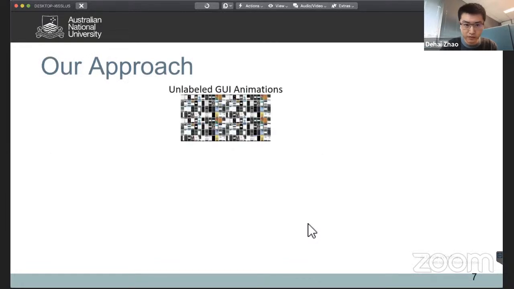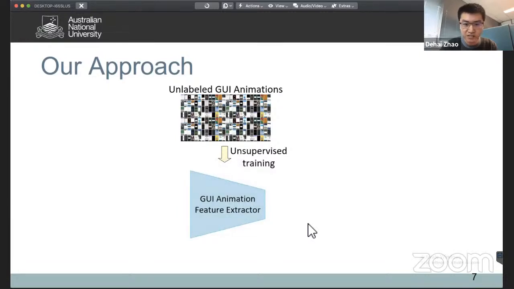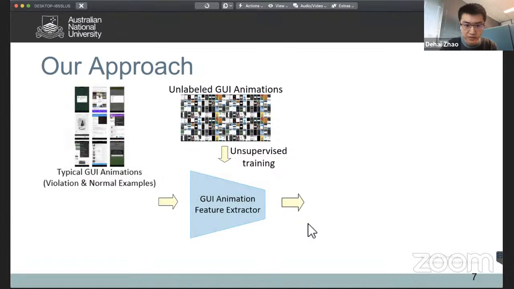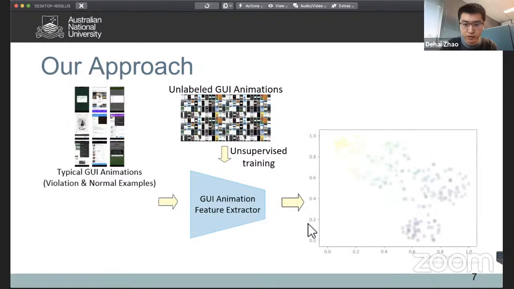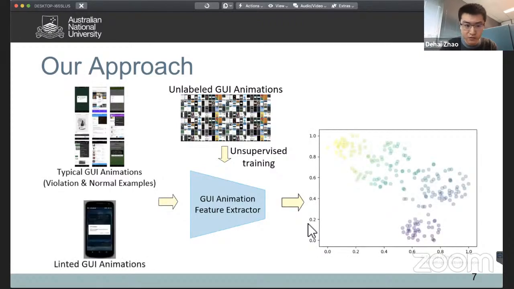So in this work, we propose an unsupervised deep learning method to solve the GUI linting problem. We first use unlabeled GUI animations to train the vision-based GUI animation feature extractor to extract the spatial-temporal features from the GUI animations. After training, we use the trained feature extractor to map a few typical violating GUI animations to a dense vector space. When a GUI animation to be linted is input, it is also mapped in this feature space, and finally we use KNN to search for the most similar violating GUI animation.